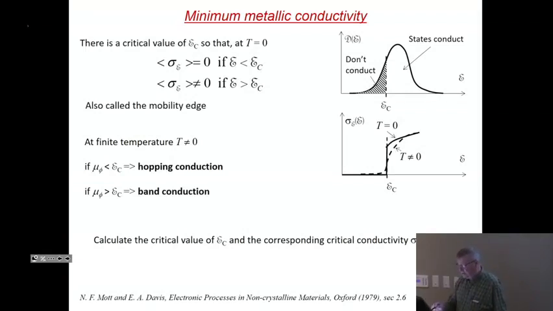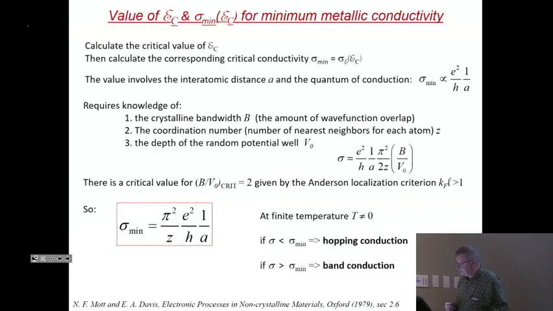Now, if your electrochemical potential falls below, you can still conduct, but only by hopping from impurity to impurity. If you're above, you have good old band conduction like we described before. So the question is calculating this critical conductivity, this critical transmission coefficient.